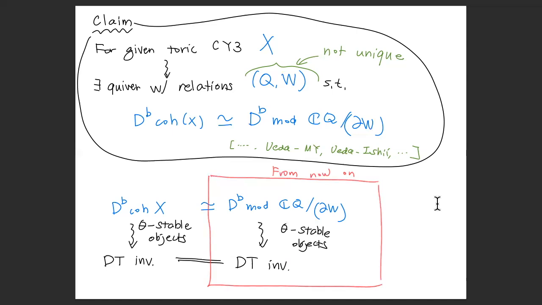So even if you specify the charges of a particle, the mass can be different depending on the parameters. That's the stability condition I'm talking about in the physics sense. Now, in addition to that, you can enrich this information by considering stable objects. And if you consider only the stable objects, that gives the Donaldson-Thomas invariant.